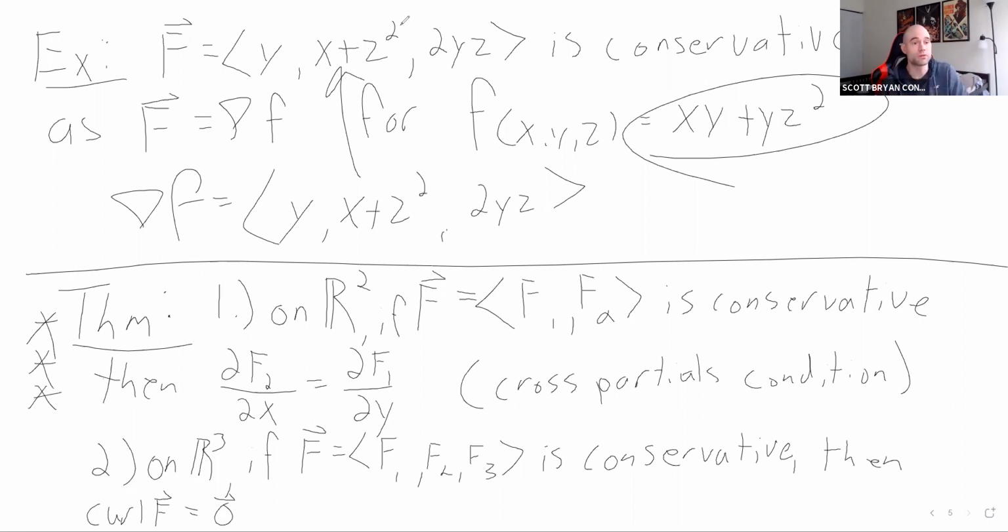You need to remember this, because we'll often be checking in many problems whether a vector field is conservative, and this is a quick way to check. So if we're in R2, do the cross partials thing. If we're in R3, see that the curl of F is 0. Every conservative vector field has curl of F equal to 0. So if the curl of F is not 0, it can't be conservative.